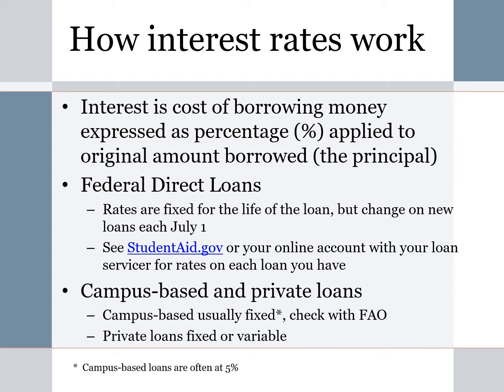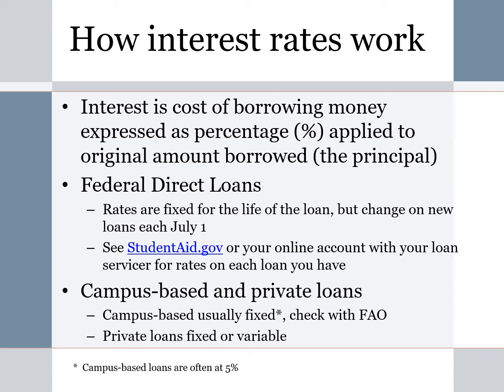Now, once again, most of you, if not all of you, when you're borrowing, you will have federal direct loans. For many of you, that's all you will have in your student loan portfolio. And the rates on federal direct loans are fixed for the life of the loan. They will never change. But listen carefully. The rates change on new direct loans each July 1.